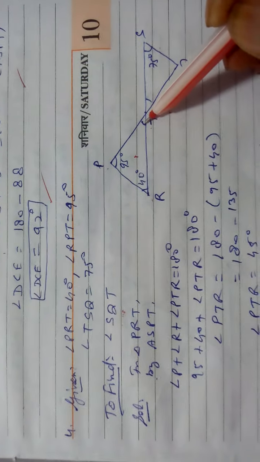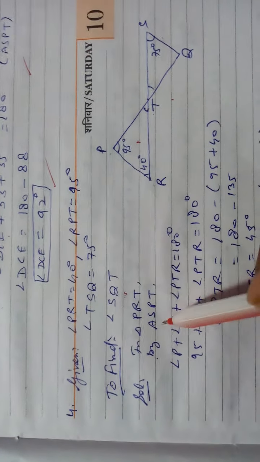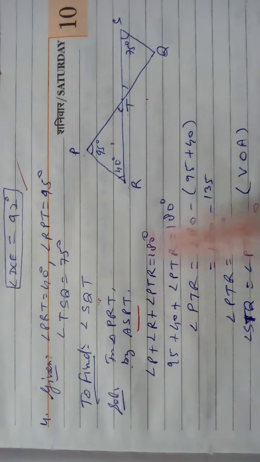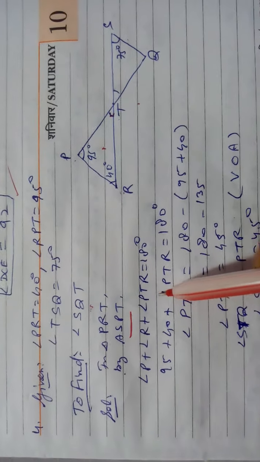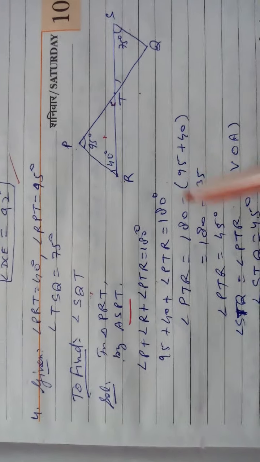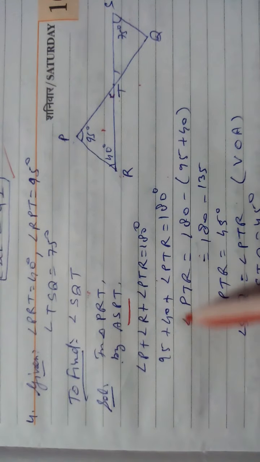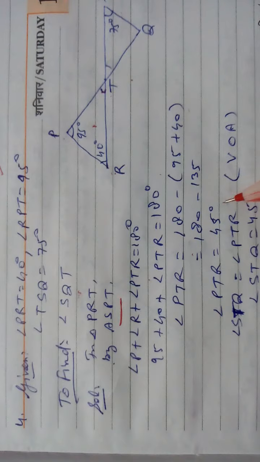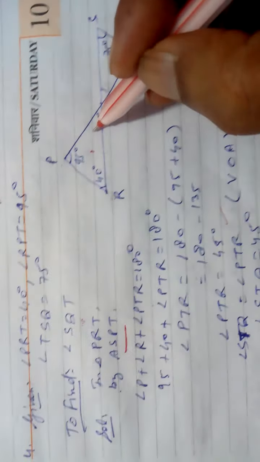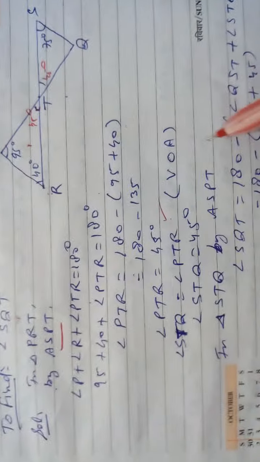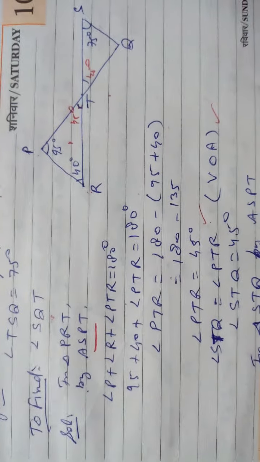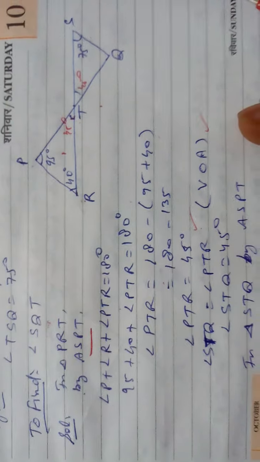But first of all, in this triangle PRT you find this angle by the angle sum property of a triangle. P plus R plus angle PTR equals 180, with 90 plus 45. Subtract from 180 and you get 45 degrees. So this is also 45 by vertically opposite angles.